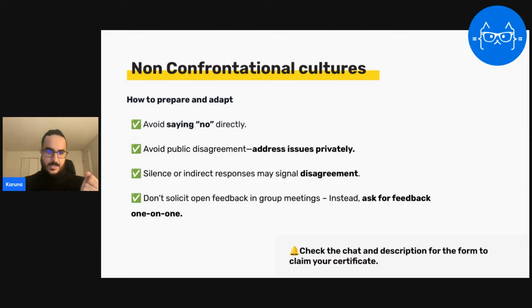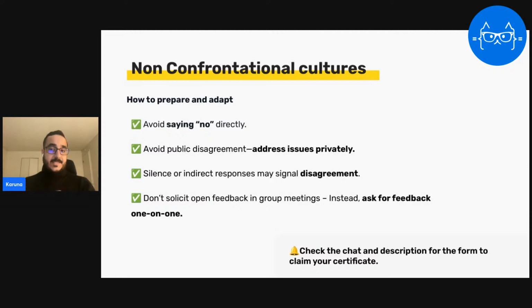Public disagreements as well, right? You don't really make a scene in the office. You don't really have serious arguments or disagreements in public. You take that one on one, right? Silence or indirect responses may be a sign of disagreement. Not always, but maybe, especially silence, right?